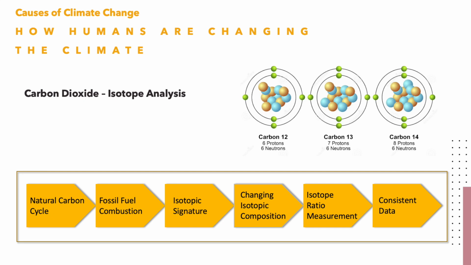But fossil fuels such as coal, oil, and natural gas are formed from the remains of ancient plants and animals that lived millions of years ago. When we burn these fossil fuels for energy, such as in power plants, our vehicles, or for heating in our homes, carbon that was trapped for millions of years is released as CO2 into the atmosphere.